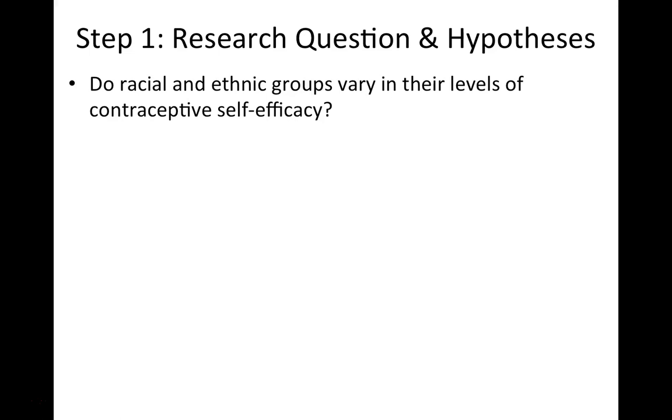So again, step one, let's lay out a research question and some hypotheses. We'll stick with this contraceptive self-efficacy outcome variable that we used in the Module 5 t-test example. And we'll look at a different independent variable here. Before, we looked at biological sex, male versus female. In this situation, let's look at race and ethnicity. So do racial and ethnic groups vary in their levels of contraceptive self-efficacy?